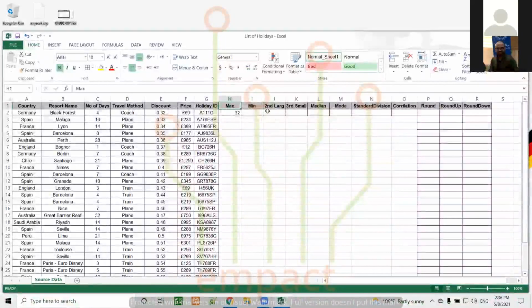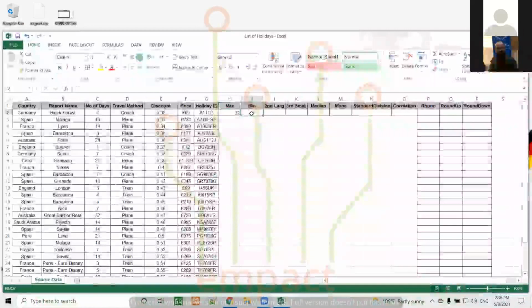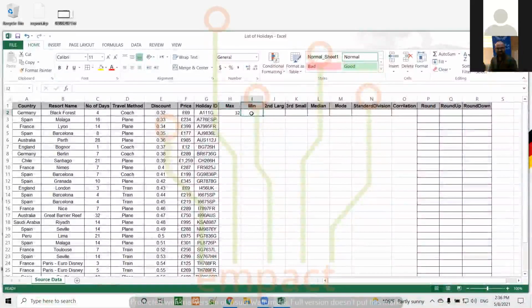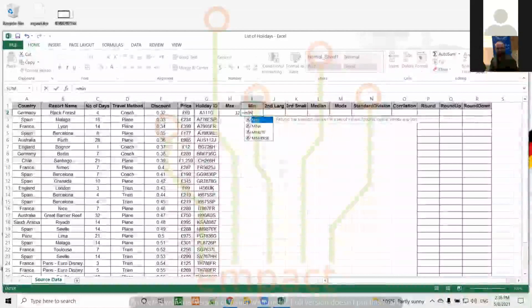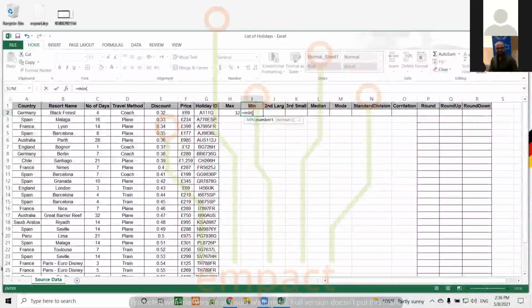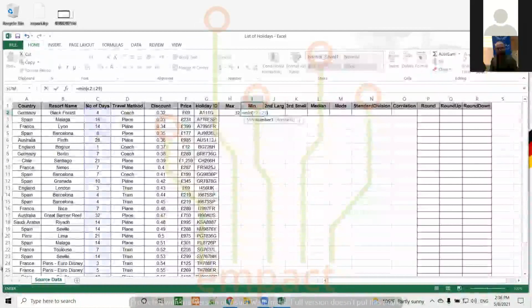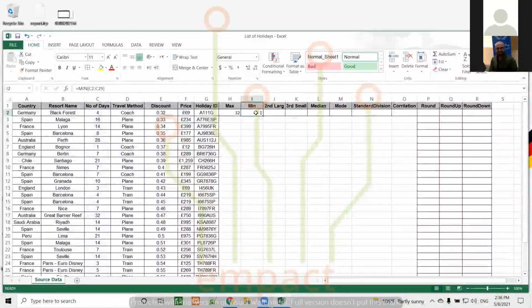This way we can take the largest number. The smallest number is exactly the same way, but it gives me the smallest number, the opposite of the first one. We say equal, MIN, which stands for minimum, and then again C2 to C29, and then enter. It tells me that the smallest number is 1 and the largest number is 32.